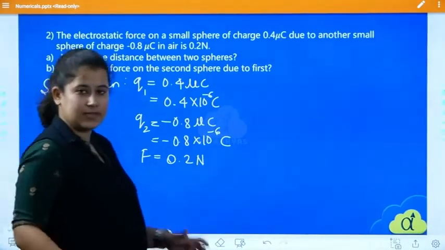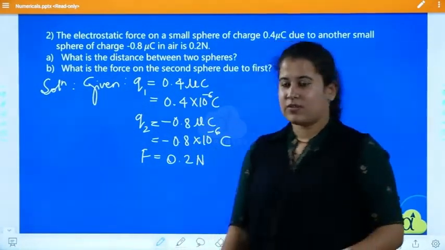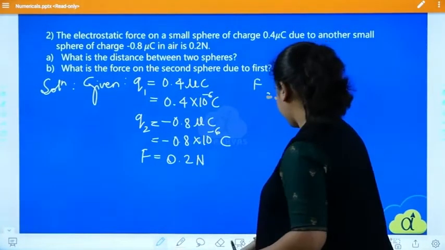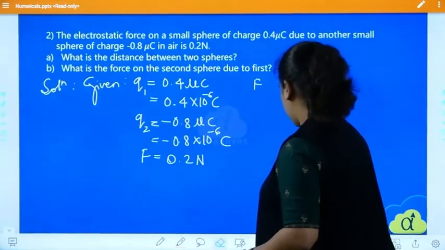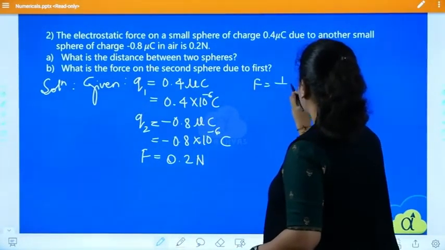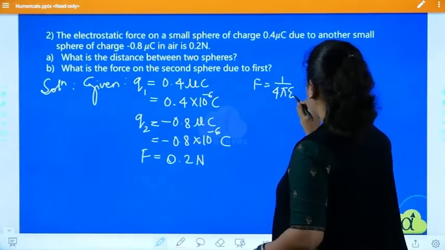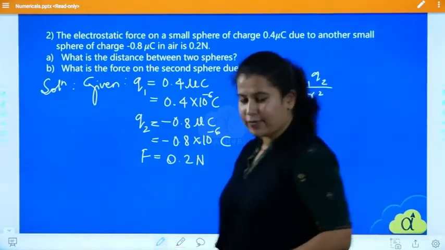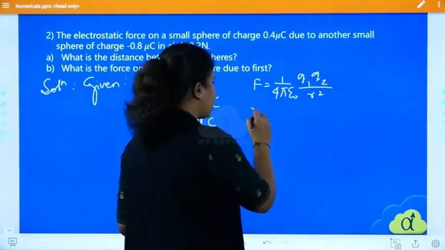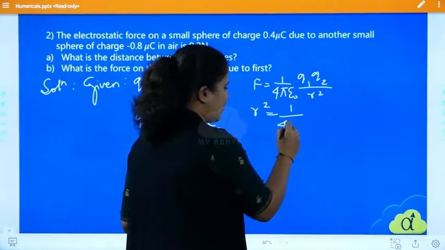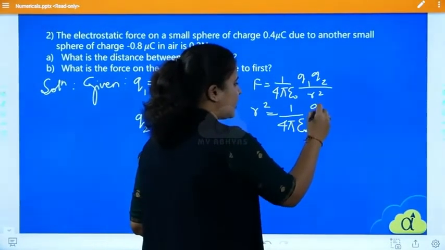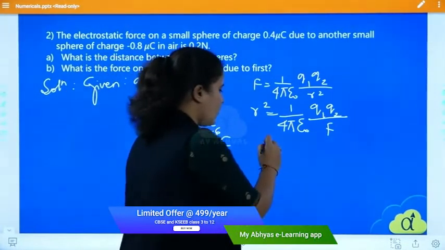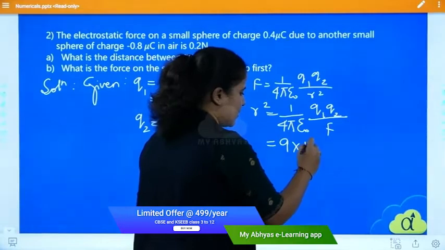I have to find out the distance, again applying Coulomb's law. So from Coulomb's law, what do I have? F is equal to 1 divided by 4 pi epsilon naught Q1 Q2 divided by r square. So I have to find out r square. So what I'll do? r square is equal to 1 divided by 4 pi epsilon naught Q1 Q2 divided by F. Clear? So the value of 1 by 4 pi epsilon naught is 9 into 10 raised to 9.